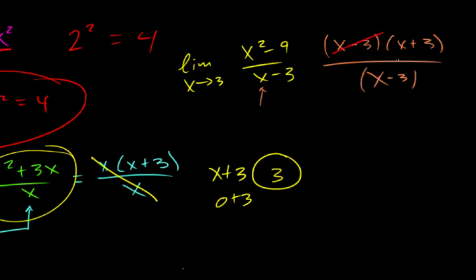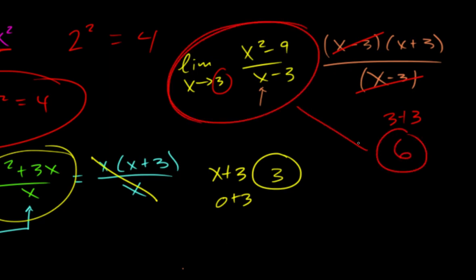And so those x minus 3's cancel. Now we can plug in the x value, and so we get 3 plus 3, which is equal to 6. So this limit is equal to 6.